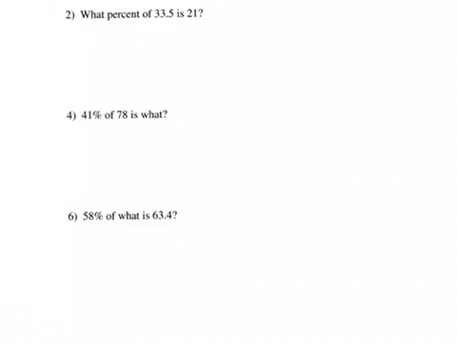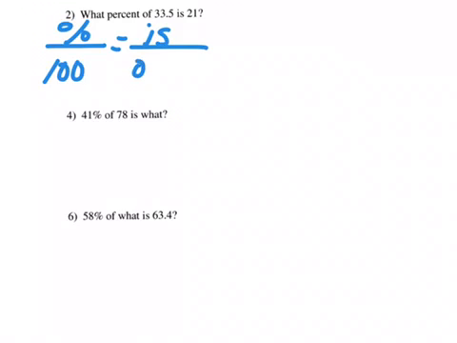The examples I'm going to work on, on the first page of your packet that says percent problems on the top, are going to be 2, 4, and 6. You will complete all of the problems, but these 3 problems are going to help you find the correct answer. So number 2 says, what percent of 33.5 is 21? Remember, we have our proportion that we just wrote down. It's percent over 100 equals the is over of.